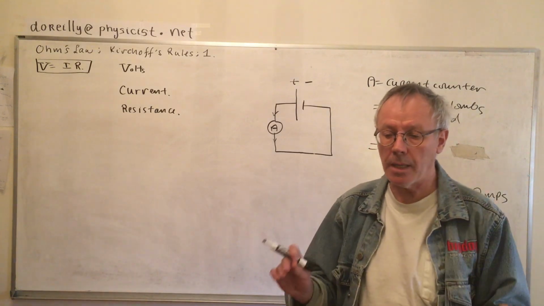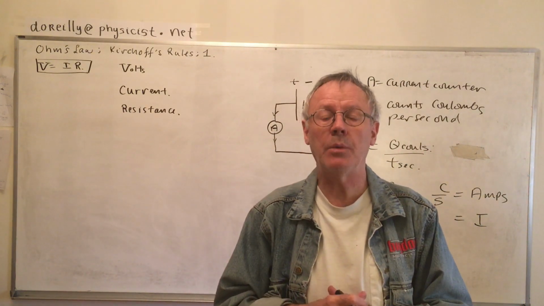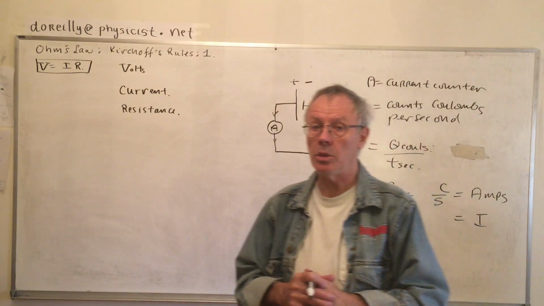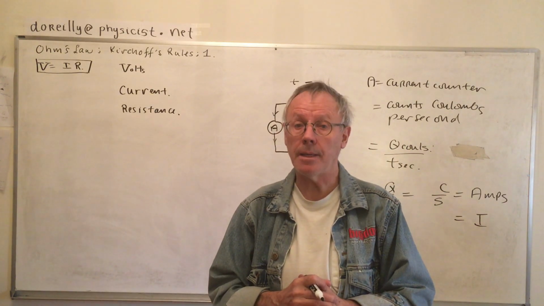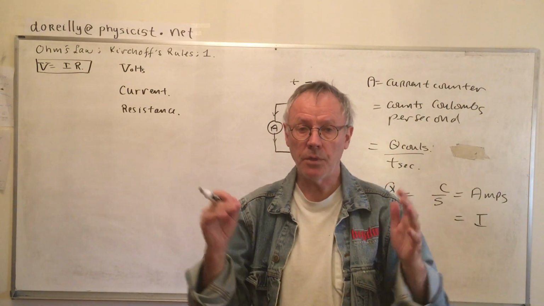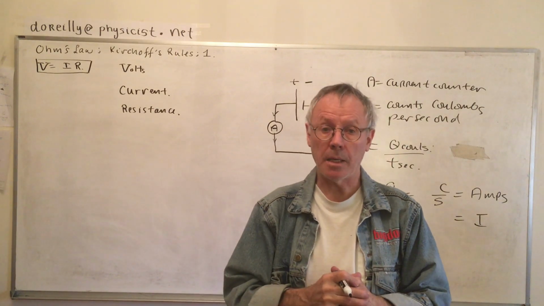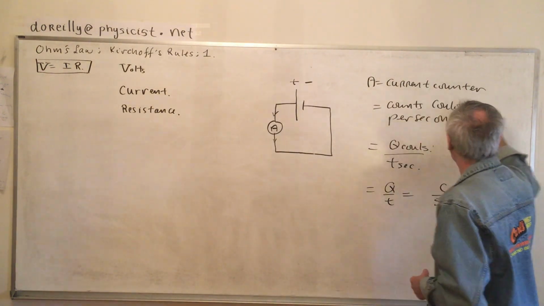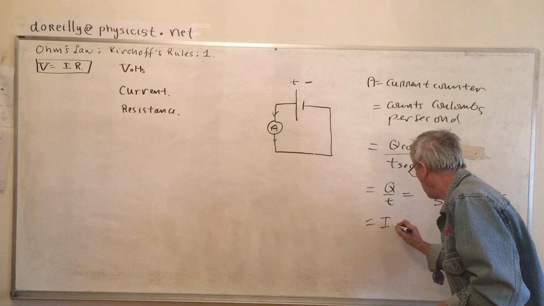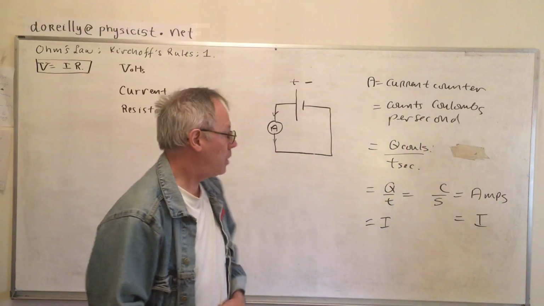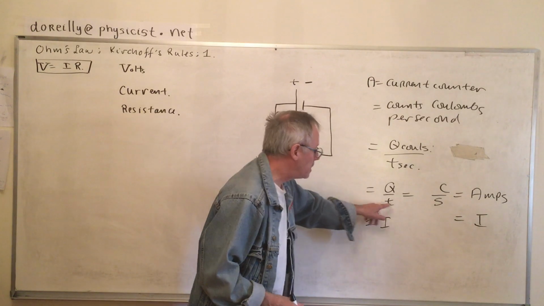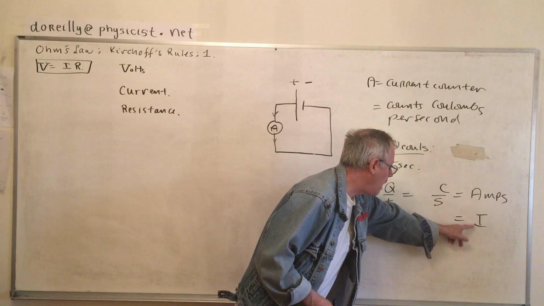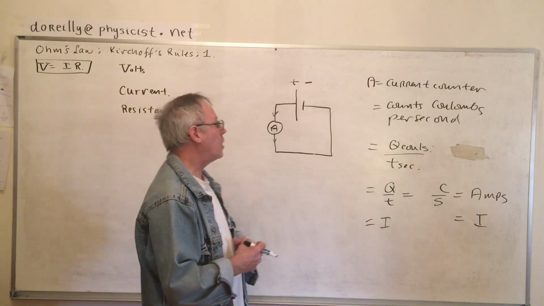If we have 1 coulomb per second passing through the ammeter, we say we have a current of 1 ampere, or 1 amp for short. If we have 6 coulombs passing through the ammeter in 3 seconds, we have a current of 6 over 3, or 2 coulombs per second, 2 amps, 2 amperes. I is the symbol for current. And in symbols, I is Q over T. Q is the number of coulombs, T is the number of seconds. The units of amps, whose symbol is I, is coulombs per second. That's the way the units work.